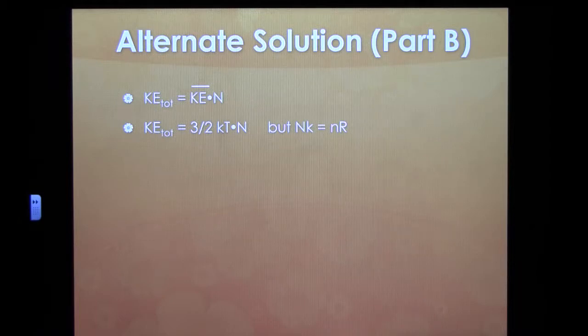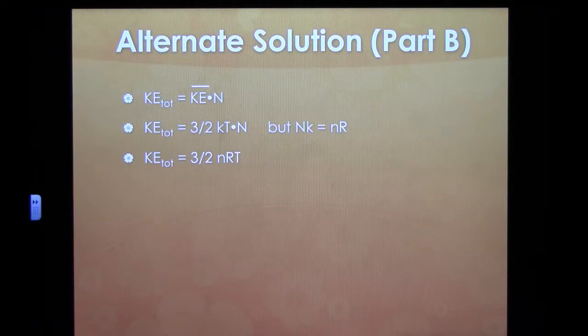But if we lump the k and the N together, the product of capital N times k is actually equal to lowercase n times R. So we can replace the capital N k by lowercase n R. And so we have the total kinetic energy is equal to 3/2 nRT. But by the ideal gas law, PV is equal to nRT.